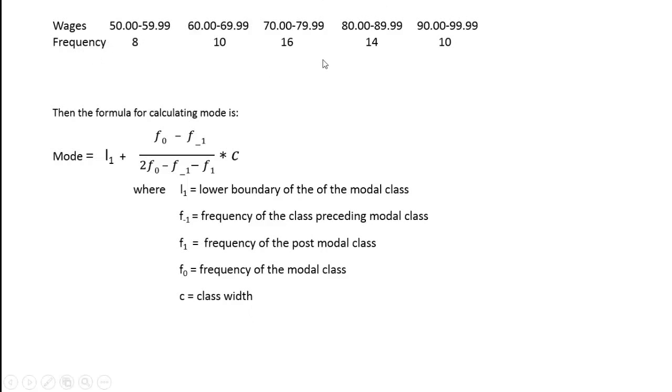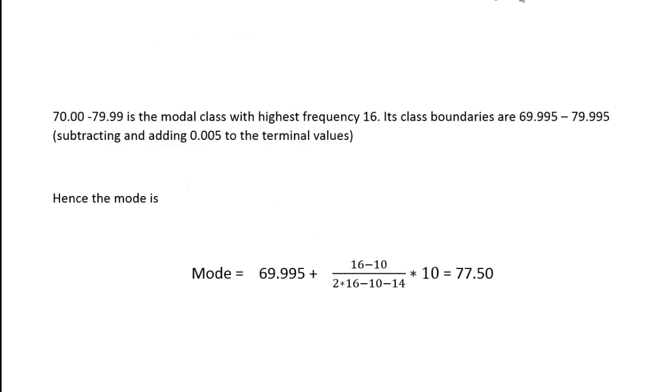Thus observe for this data set, the class 70 to 79.99 has the highest frequency and it is the modal class. So to calculate mode, we need to compute the class boundary of the modal class. We do this by adding and subtracting 0.005 to the terminal values. Thus we get the class boundaries of the modal class as 69.995 to 79.995.